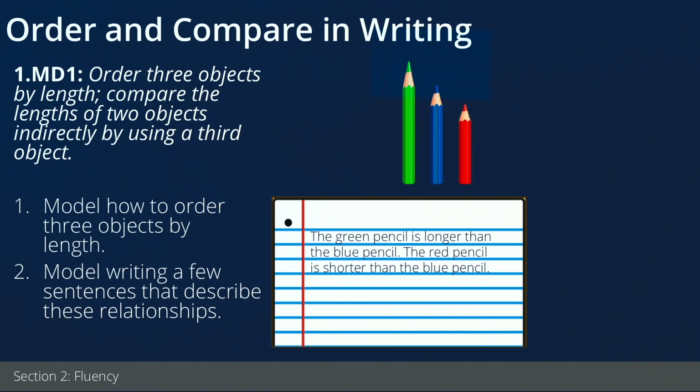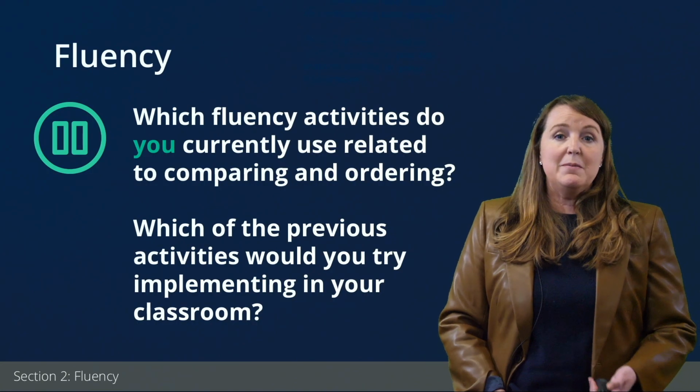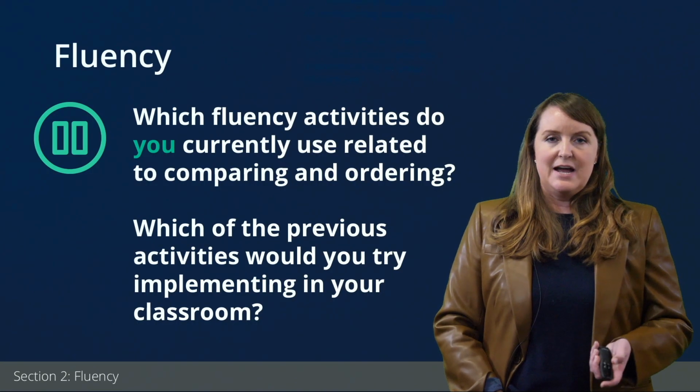And then one thing that would be really great to help students understand their ordering as well as emphasize math vocabulary is to have students write about their ordering relationship. So for example, they could write the green pencil is longer than the blue pencil, and the red pencil is shorter than the blue pencil. There are other things that they could write here, but that's a pretty good example in terms of ordering of those pencils. Now remember, fluency is just ease and accuracy.